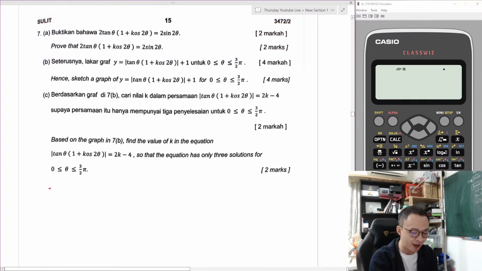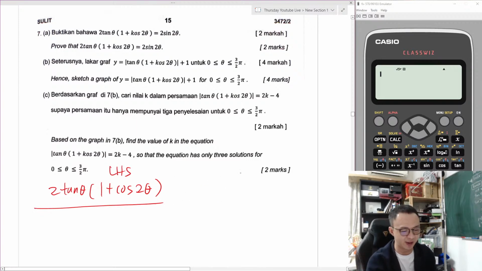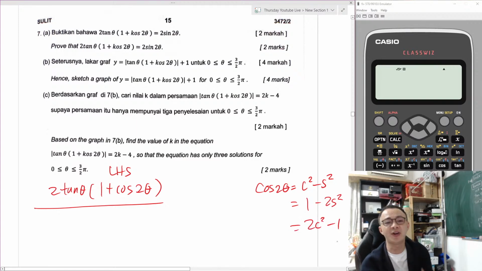Okay, so here we have something like 2 tan theta (1 plus cos 2 theta) equals 2 sine 2 theta. Basically, they ask you to prove. So I will choose the left hand side because there is more information, and eventually I want to get 2 sine 2 theta. Here we need to know the formula for cos 2 theta, which is cos square minus sine square. The second one can be 1 minus 2 sine square, or 2 cos square minus 1. So you should have 3 choices here, and you want to see which one you want to choose.